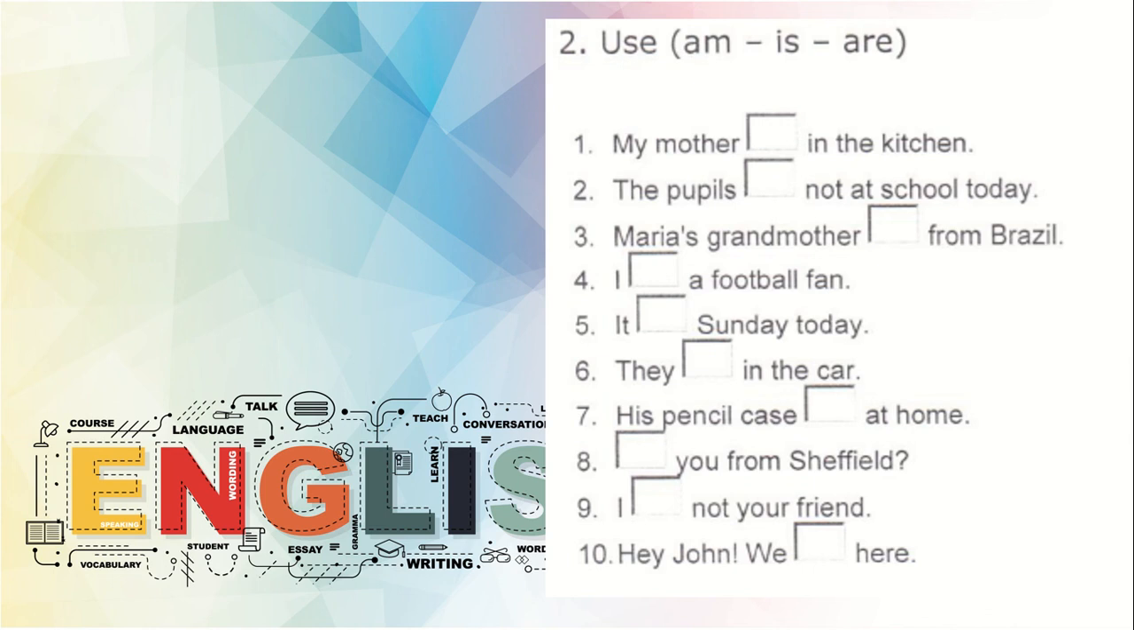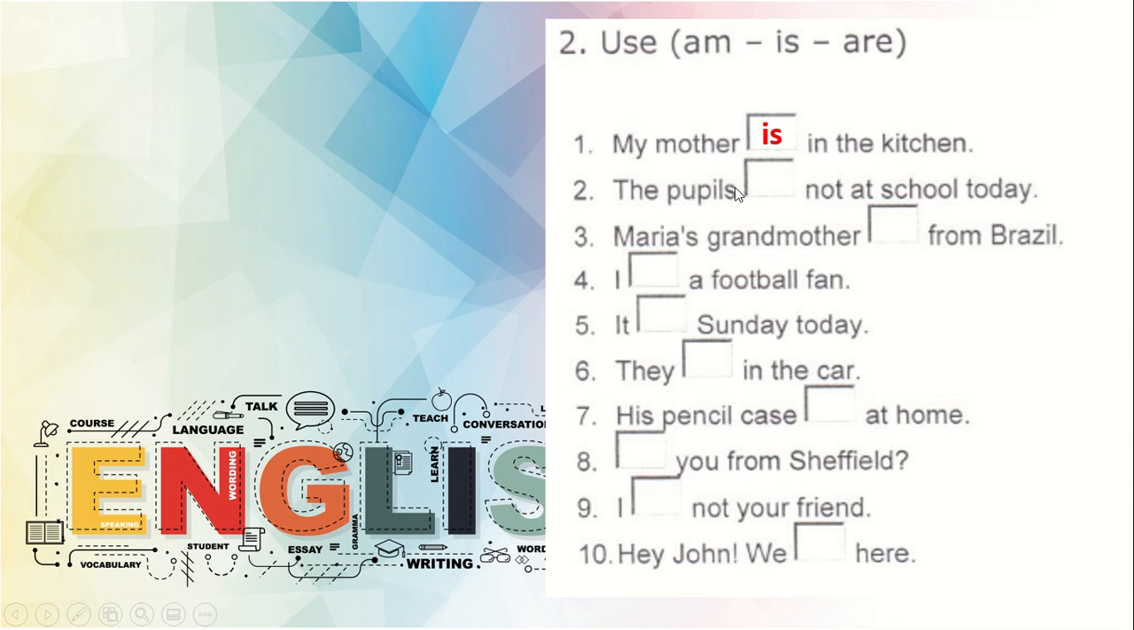Now, let's try the exercise. We will do number 1 together, and then you try to do the rest. Number 1, my mother. So we are going to complete the gaps here with am, is, and are. My mother, space, in the kitchen. My mother is a she. So we have my mother is in the kitchen.